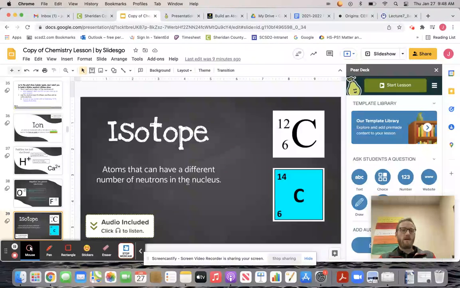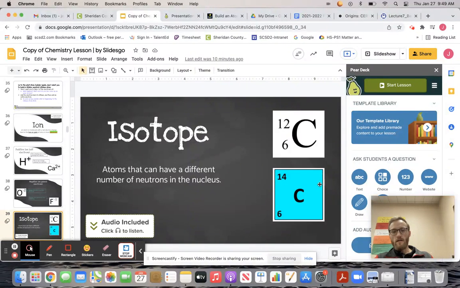And then the last thing we wanted to talk about was this word that comes up, isotope. An isotope is just a different version of the same atom. So we can see here with carbon-12, this is the most common carbon that we have. We have 6 protons and 6 neutrons, giving it a total mass of 12.